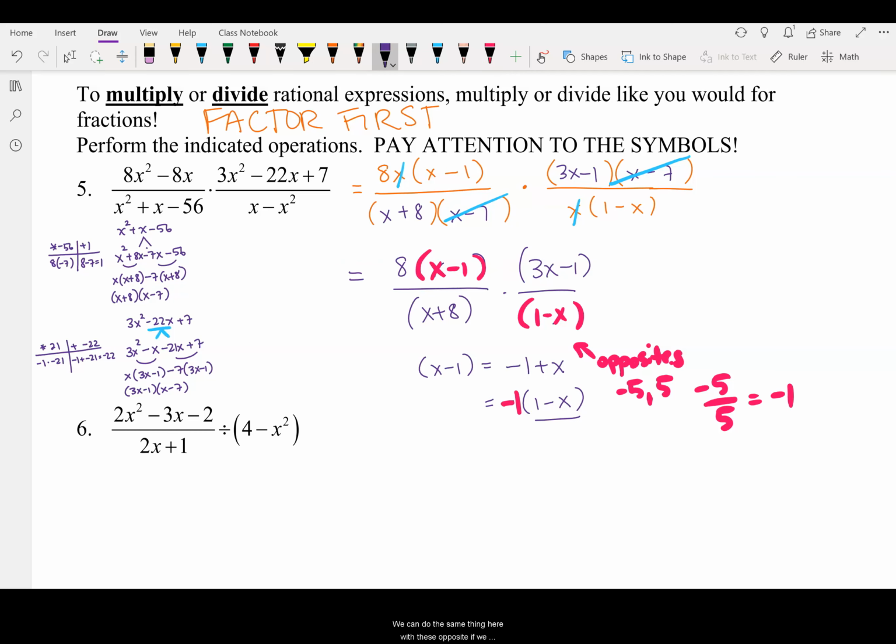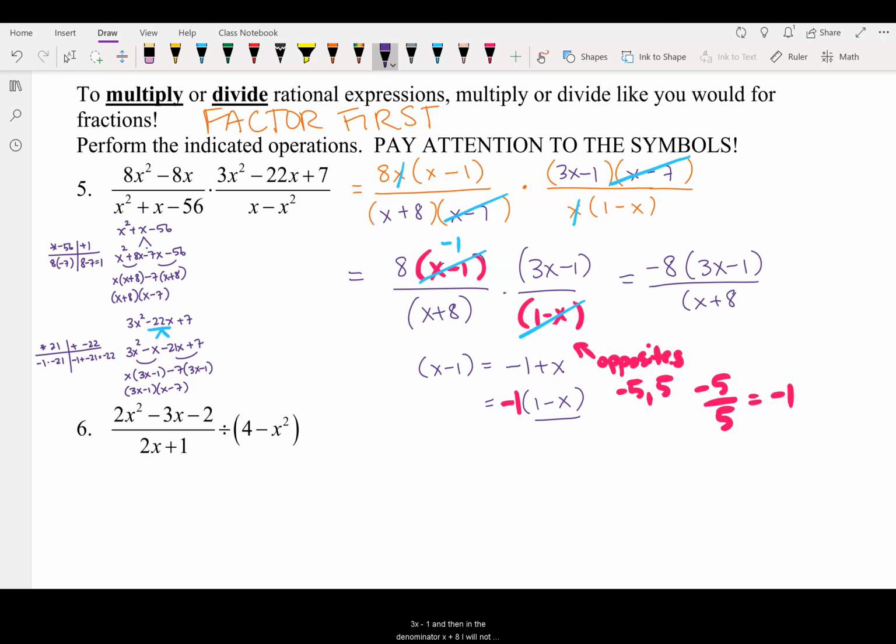We can do the same thing here with these opposites. If we cancel them, one of them leaves behind a negative 1. Just one of them leaves behind a negative 1. Then we can multiply straight across: negative 1 times 8, negative 8, times 3x minus 1, and then in the denominator x plus 8.